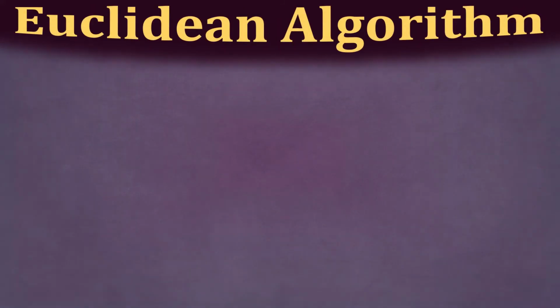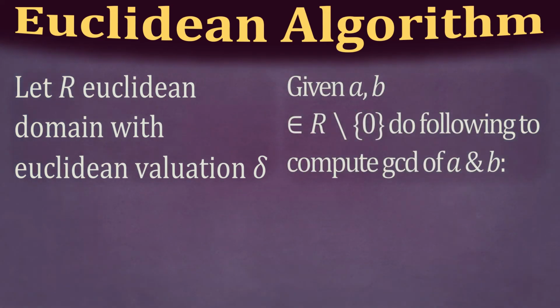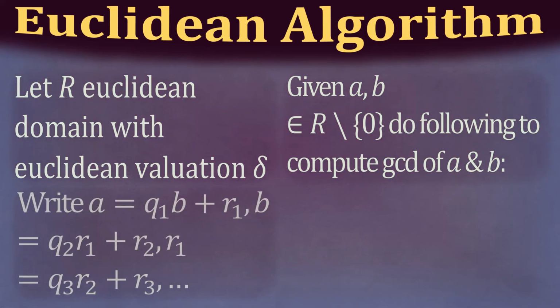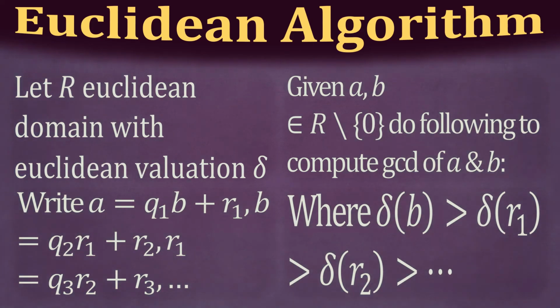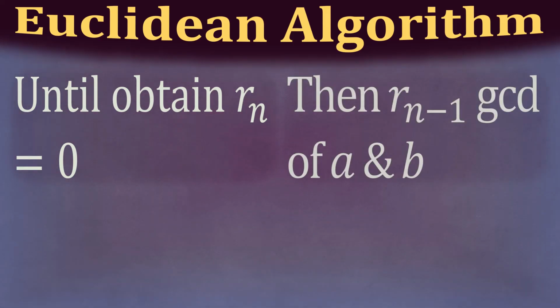Next, let's define the Euclidean algorithm. Let R be a Euclidean domain with Euclidean valuation delta. Given A, B in R without 0, do the following to compute a GCD of A and B. Write A is equal to Q1 B plus R1, B is equal to Q2 R1 plus R2, R1 is equal to Q3 R2 plus R3, etc., where delta of B is greater than delta of R1, which is greater than delta of R2, etc., until we obtain Rn is equal to 0. Then R n minus 1 is a GCD of A and B.